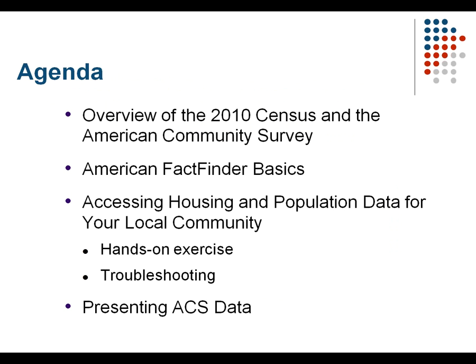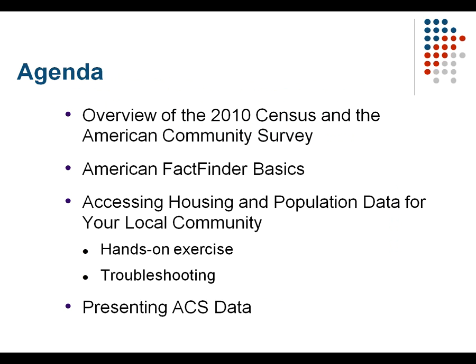We're going to go through American FactFinder, which is the primary way by which you can get American Community Survey data. Then we're going to go through an exercise where we access housing and population data for a local community. We're going to let you have a chance to pull data for your neighborhood. And we'll talk a little bit about what happens when you run into trouble, because there is a good chance you'll run into issues using American FactFinder.